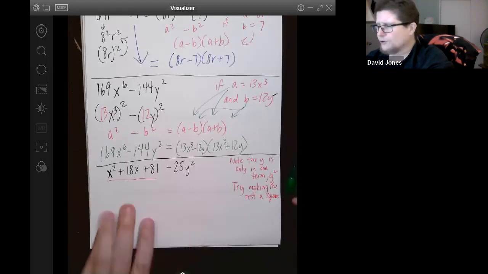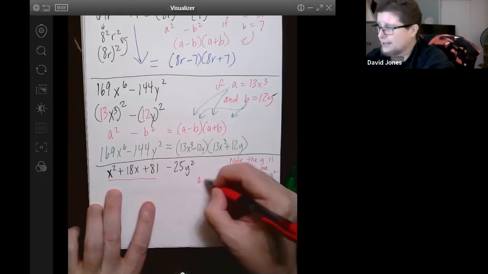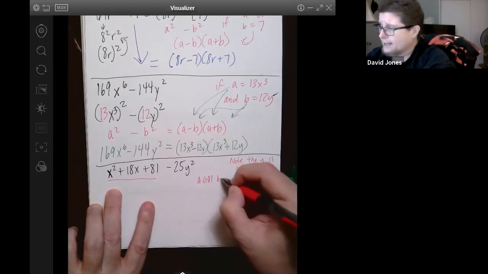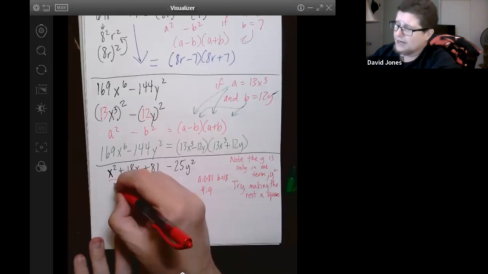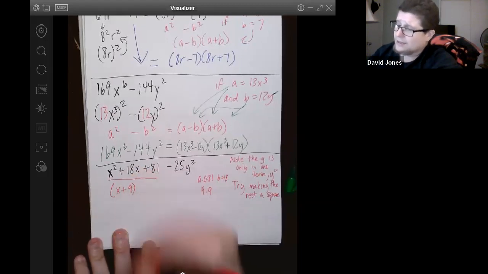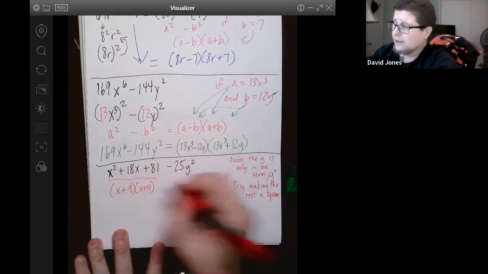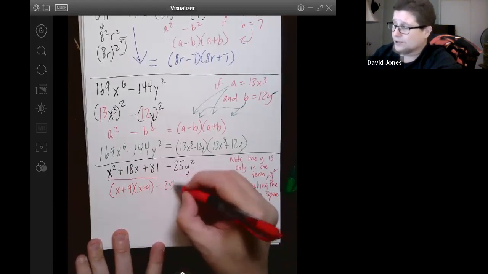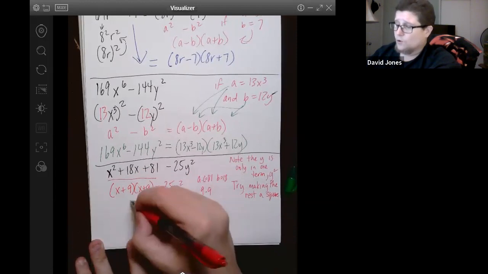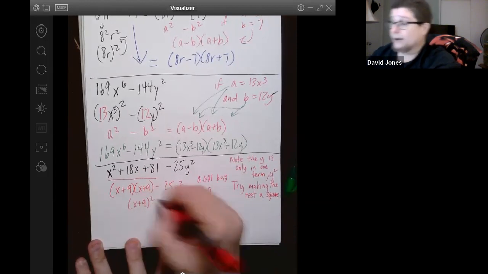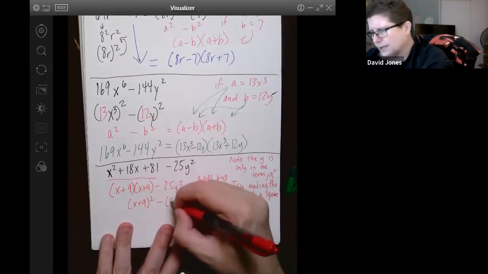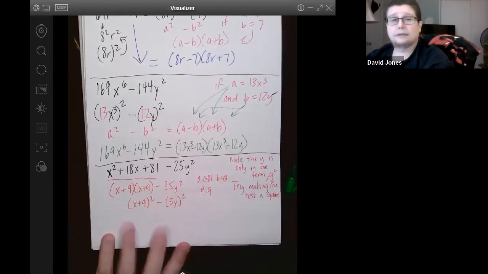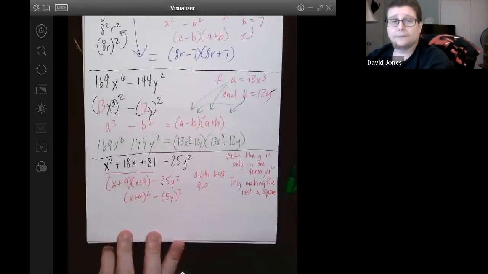If you go through and do your factorizations, a times c is 81, b is 18, you get 9 times 9. This factors into x plus 9 times x plus 9 minus 25y squared, which is x plus 9 squared, minus 25 is a perfect square also. We can make this 5y squared. Take a while and process that. Make sure you get that.